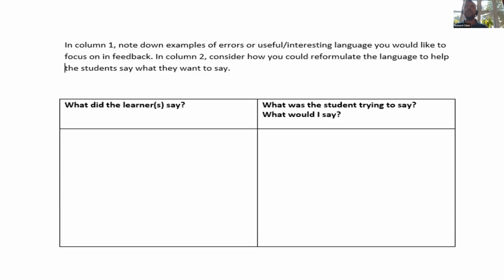Okay, what's the learner trying to say? Okay, how would I say it? And then writing down your reformulations. And then you've got your feedback ready at the end of a monitoring stage in a lesson.